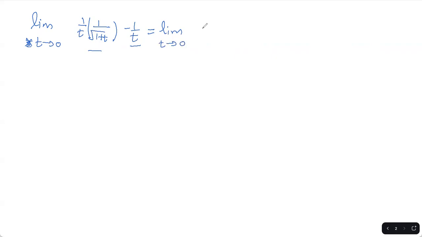As t goes to 0, the common denominator is t times the square root of 1 plus t. So this is the common denominator of these two. And the numerator is here 1 minus, so this term I should multiply with the square root of 1 plus t. So when t goes to 0, the denominator is 0, so you have to do something. As I said before, look at the numerator: it is 1 minus the square root of something. So here you can use the difference of two squares in this situation.